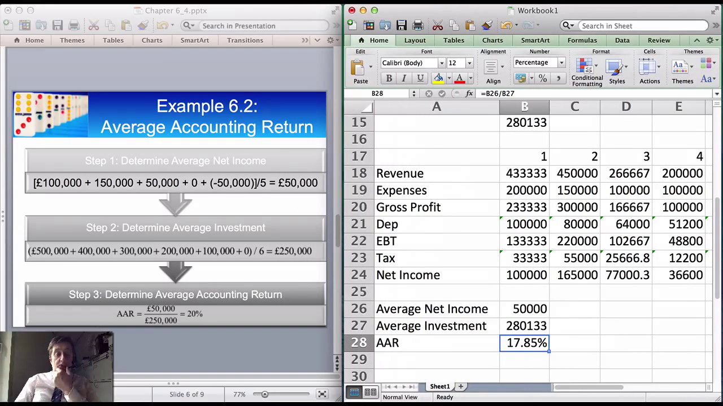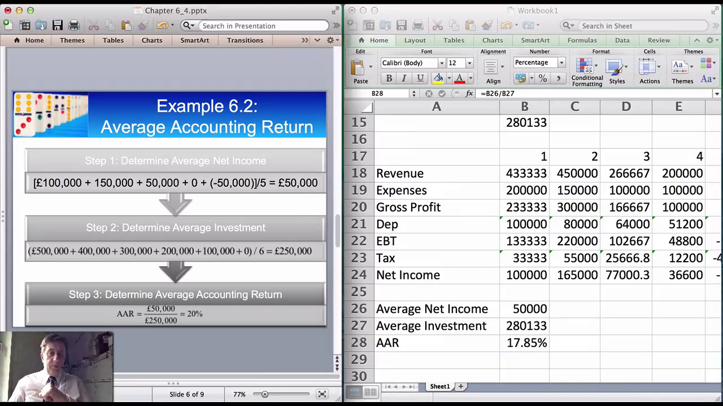This method is really quite popular in the UK. I would say about 40% of British companies use average accounting return. If you look elsewhere in the world, it's much lower. Maybe between 1 in 4 and 1 in 5 companies use that. And I discuss that in my textbook.